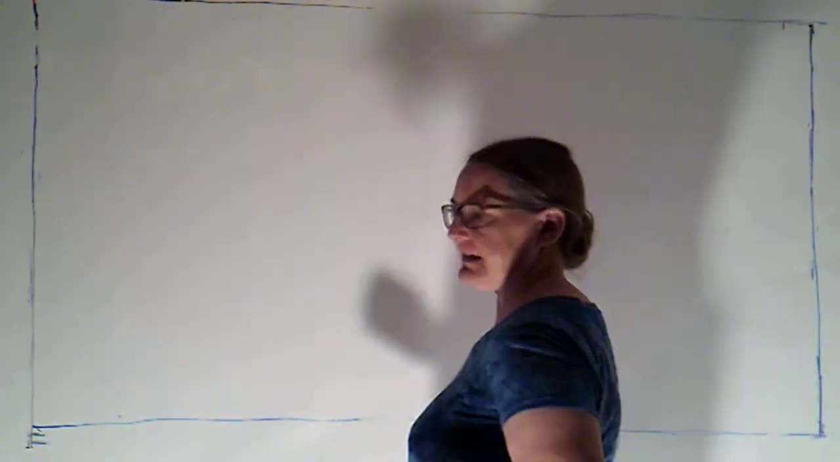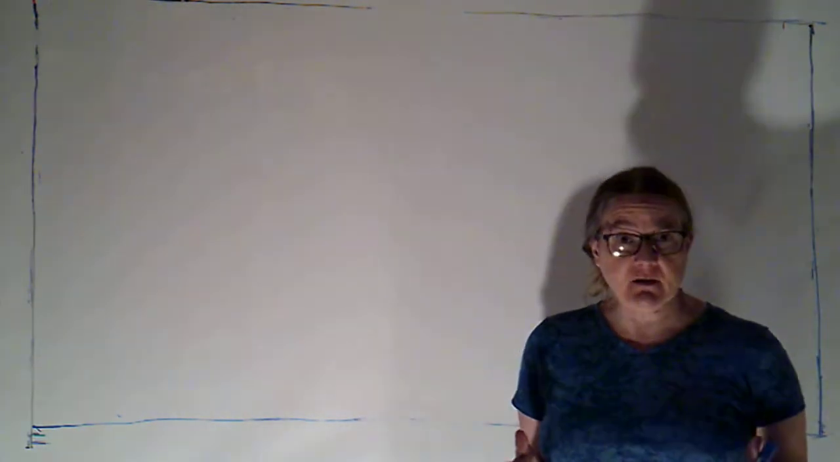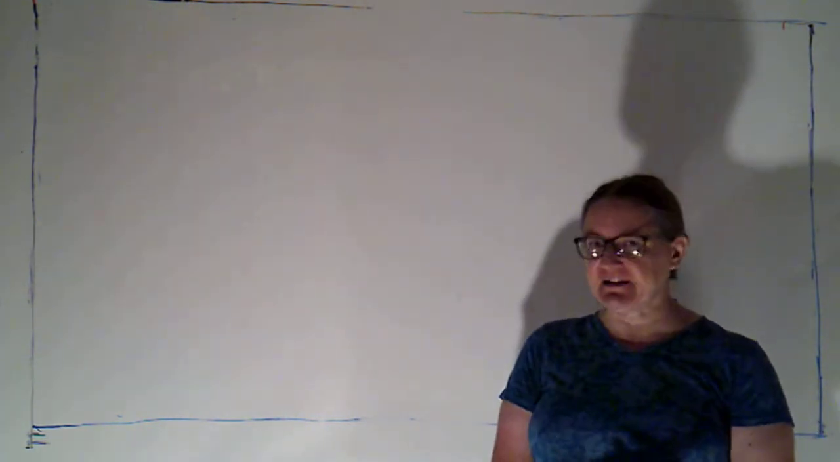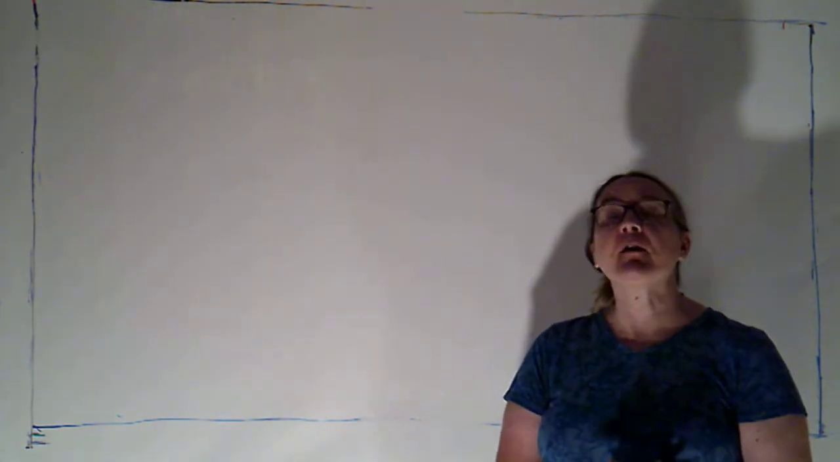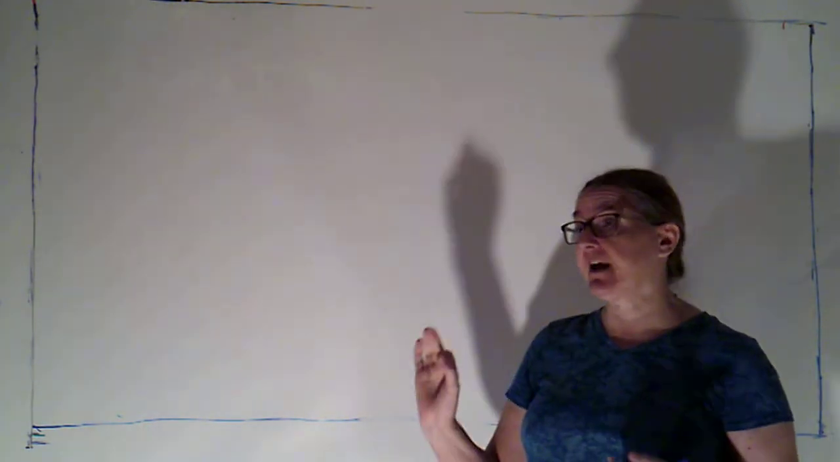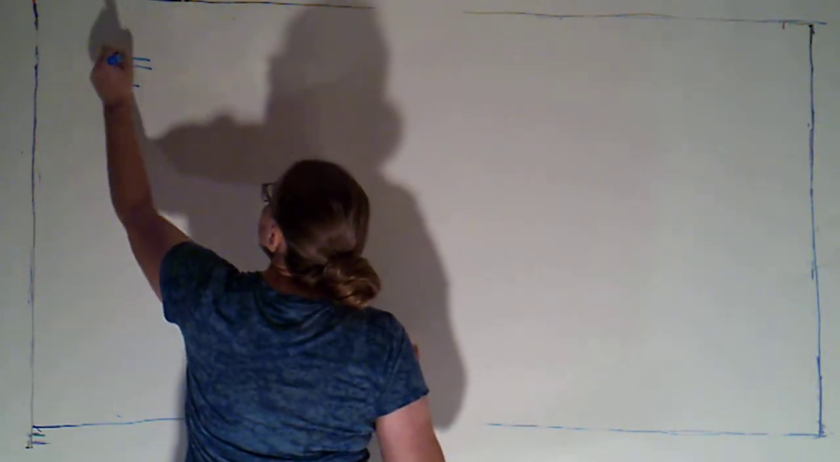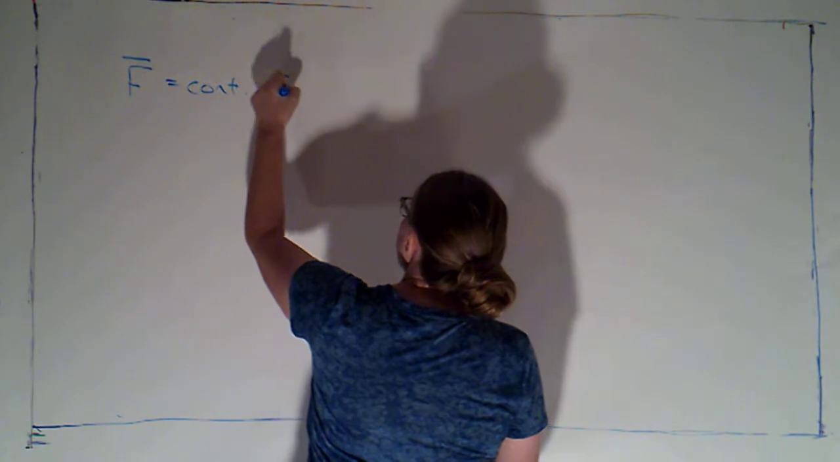Okay, it's possible that you are wondering why in section 16.1 we introduced vector fields with great excitement, only to abandon them to start talking about line integrals in section 16.2. Well, the reason is that one of our prime examples of a line integral is going to involve a vector field. So I'm going to have F be a continuous force field.